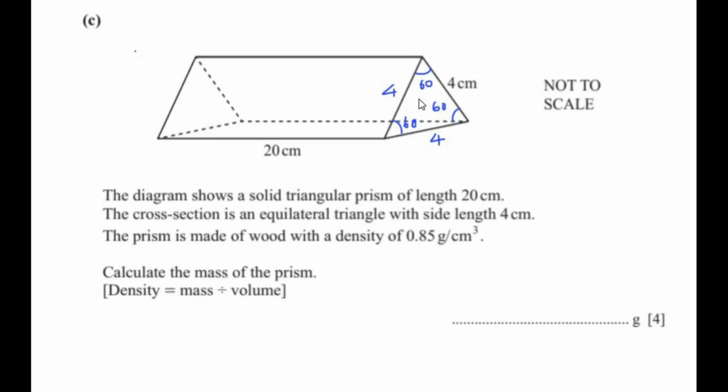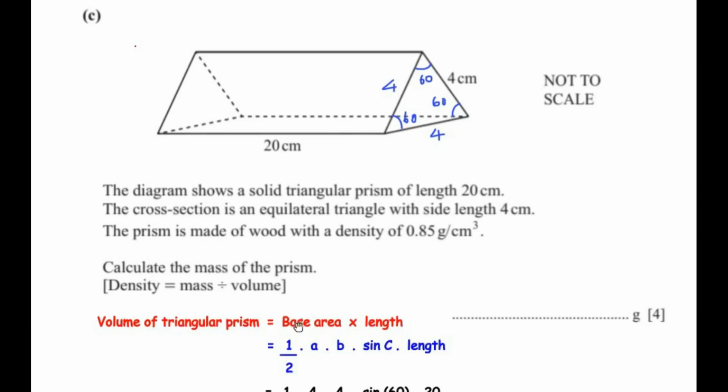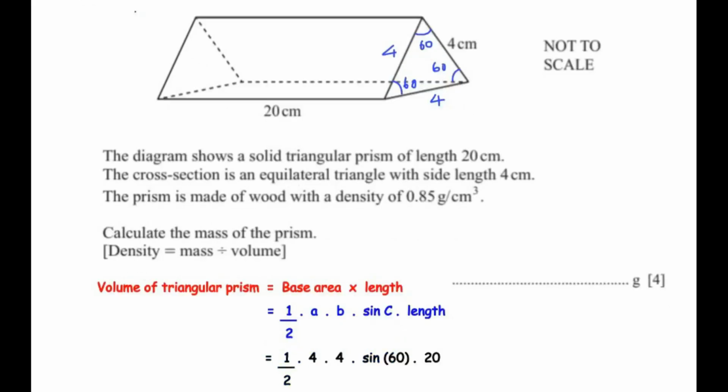So here, let us find out the volume of the prism first. And the formula is volume of triangular prism is equal to base area times length. Now the equilateral face becomes the base area. So we have used the formula for finding the area of triangle, which is 1 over 2 times A times B times sine C times the length. Now here, A and B are the sides of the triangle. Since it is an equilateral triangle, we saw that the side lengths were 4. So A and B become 4 and 4. So here we have written 1 over 2 times 4 times 4 times sine C.